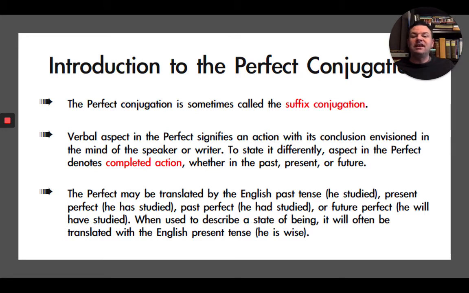Verbal aspect in the perfect signifies action, with its conclusion envisioned in the mind of the speaker and the writer. To state it differently, it's completed action, whether in the past, present, or in the future. In general, while the textbook talks about how it's often translated in the present tense, and that is true, we'll usually, just for its gloss translation, give a simple past tense reckoning, like he studied, or he has studied, or he will have studied. So just a simple past tense. It can also be used in the present, he is wise.